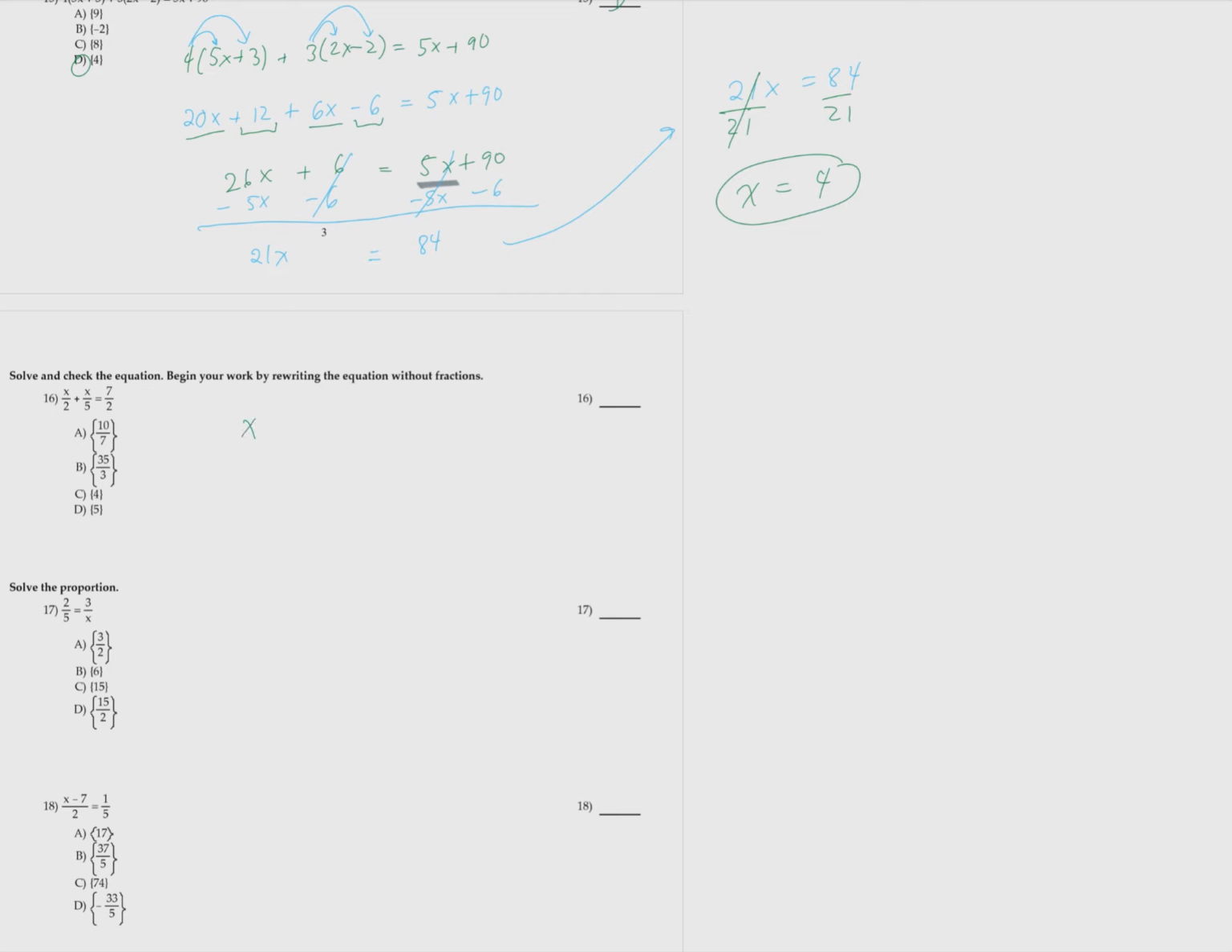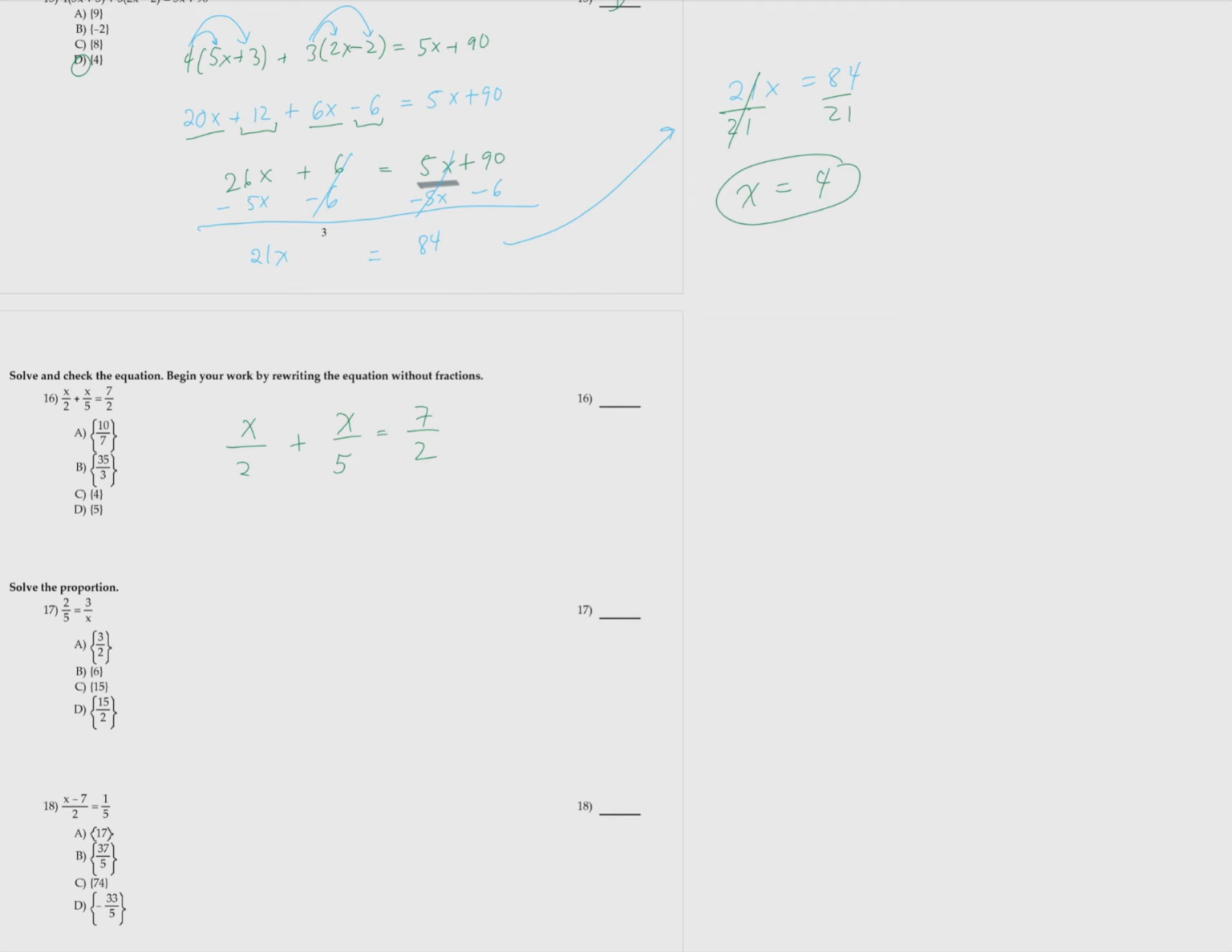Okay, let's find out. x over 2 plus x over 5 equals 7 over 2. Let me make this a little bit neater. Okay, now in order for me to even start this, I have to make sure that the denominators go away. At least in these cases, right? We're not trying to add fractions, we're trying to solve for x. So we want to get rid of those denominators. So the question is, what do I have to do to get rid of those denominators?